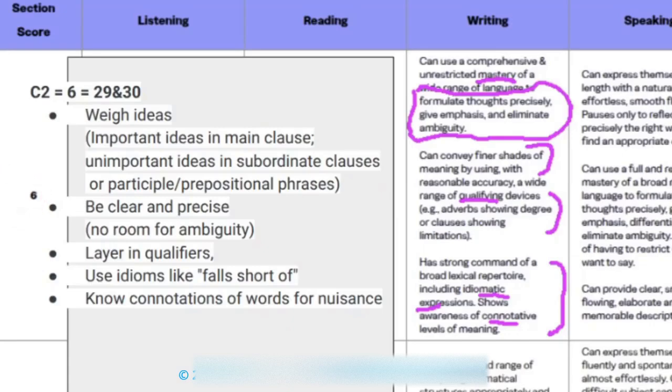Going for that top band 6. Now, for that top band 6, put the big ideas front and center in main clauses and tuck the smaller details into subordinate clauses or prepositional phrases. It gives your response that natural rhythm and punch. No room for ambiguity either. Layer in qualifiers, idioms like falls short, and spot-on connotations to nail those subtle shades of meaning.